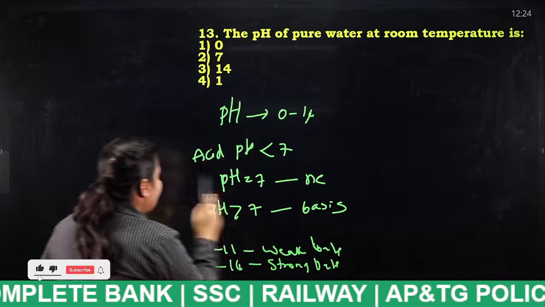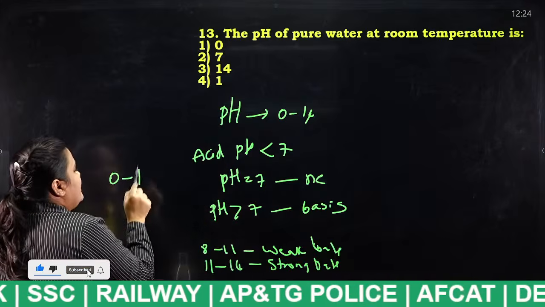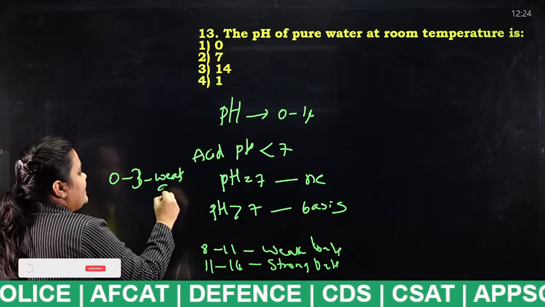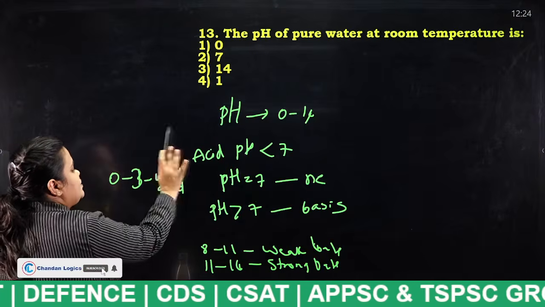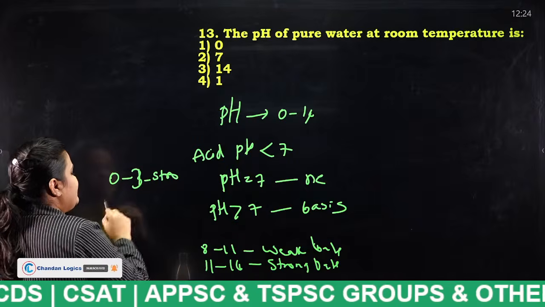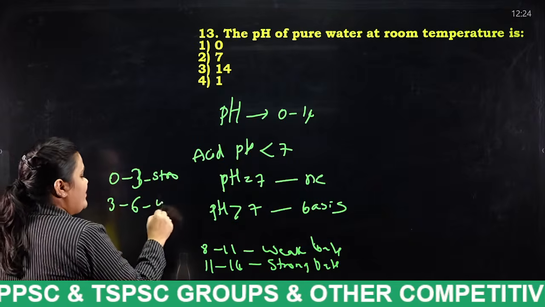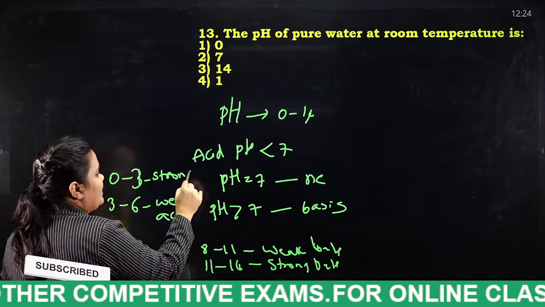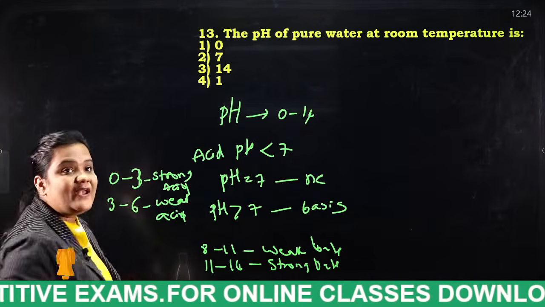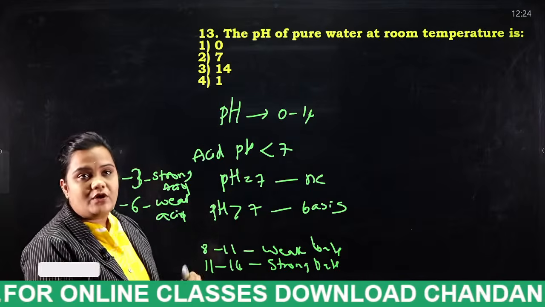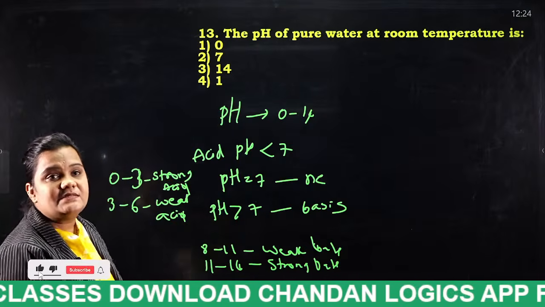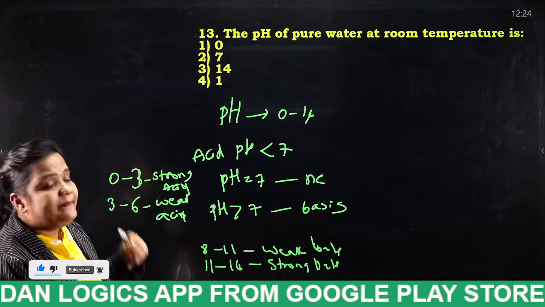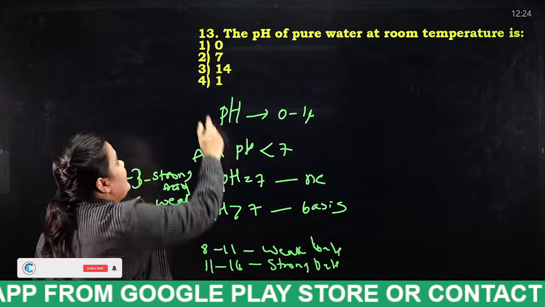If the pH is between 0 to 3, we say it is a strong acid. If the pH is between 3 to 6, we say it is a weak acid. Remember this particular thing, students, very, very important. The pH value ranges between 0 to 14. And what is the answer for this question? For pure water, the pH value at room temperature will be 7.